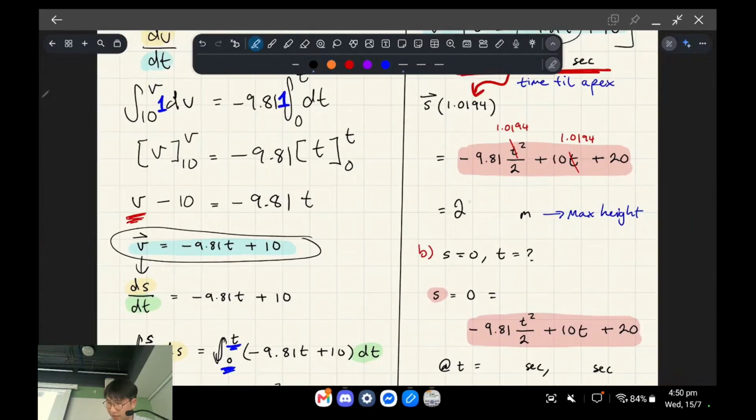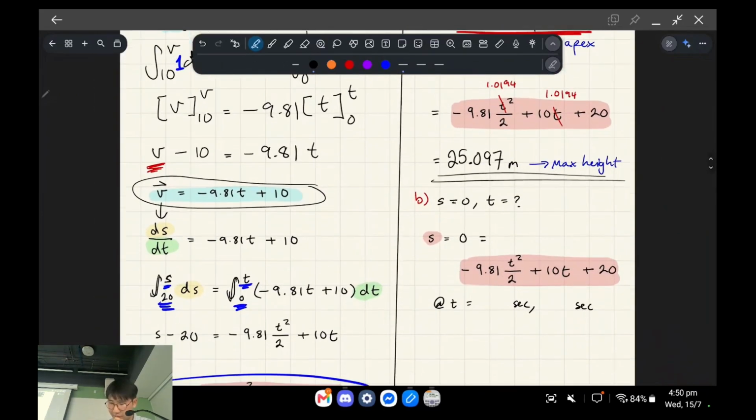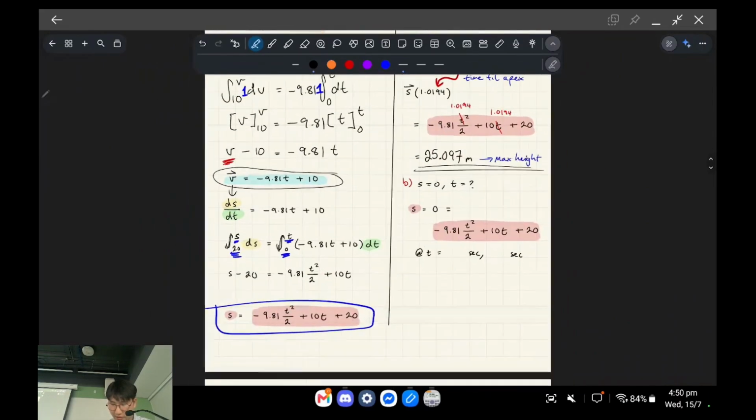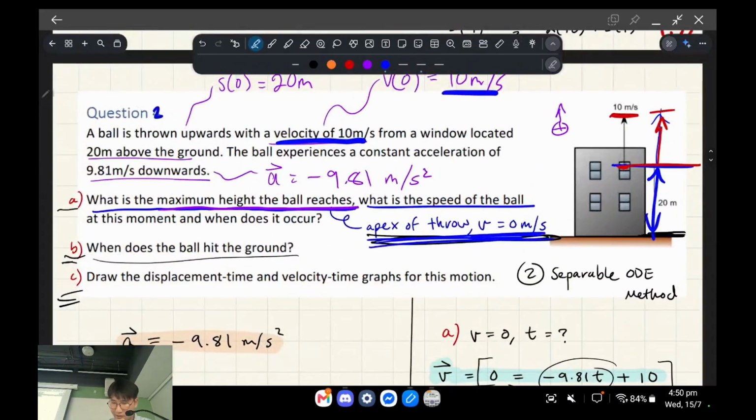Okay, so the maximum height is 25.097 meters, okay? So that's the apex of the throw. All right, the next part of the question is asking, when does the ball hit the ground? The part that we know from the wording of the question is basically, I clear all this, right? We started up here at plus 20 meters, it goes up and then back down.